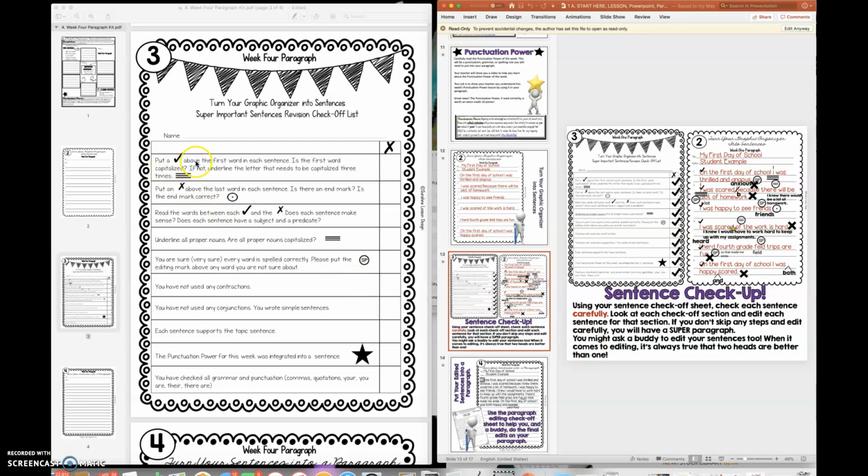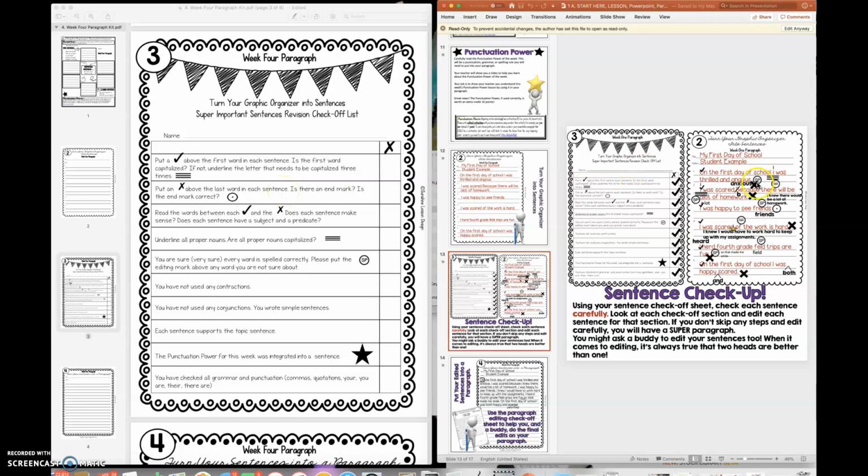So you're going to put a check mark above the first word in each sentence. Notice that's what they did here. They put a check mark above each word. Is the first word capitalized? It was here. They didn't here, so you notice they put 3 lines underneath it. If it's not, put the 3 lines underneath. It looks like that was the only one where the first word wasn't capitalized. So then you'll put an X there. Woohoo, you did it.